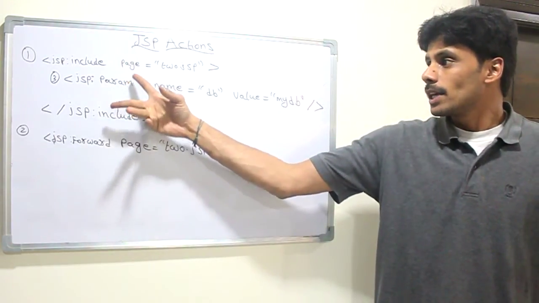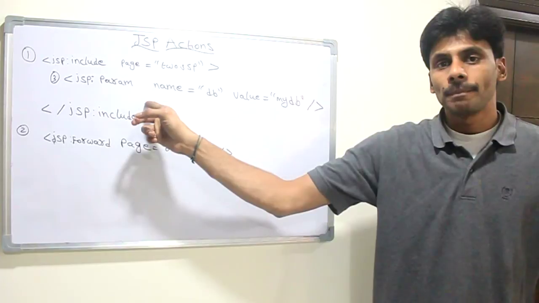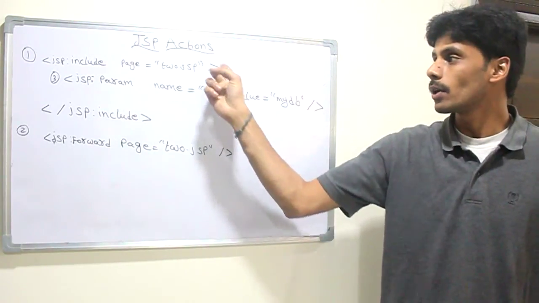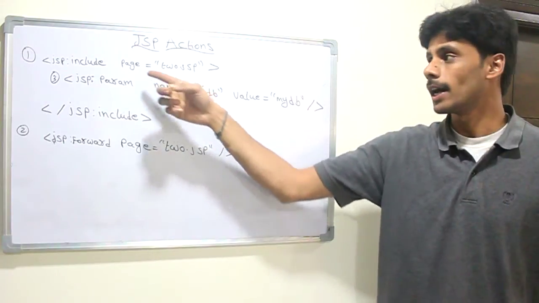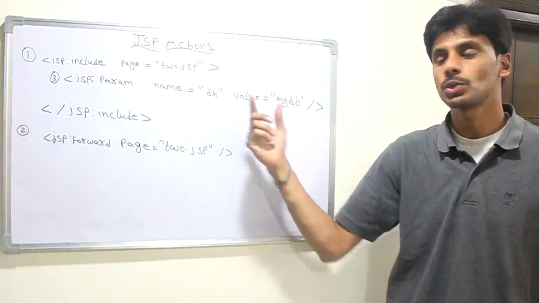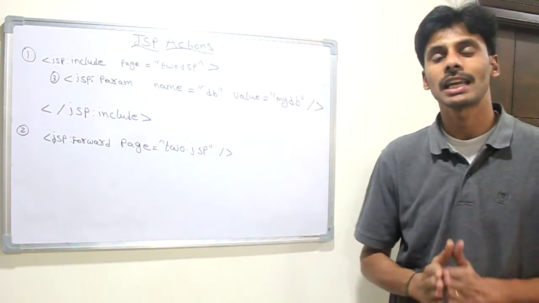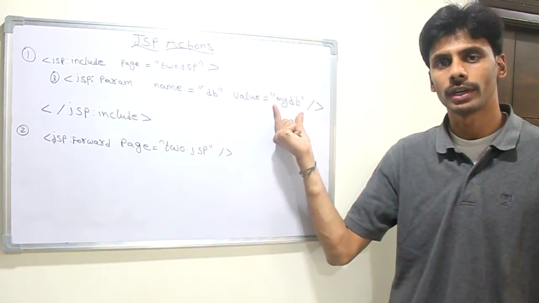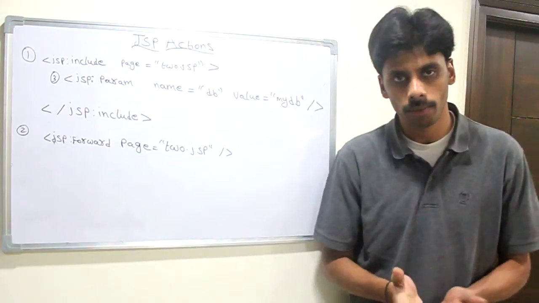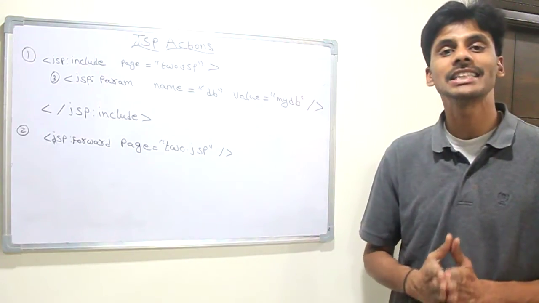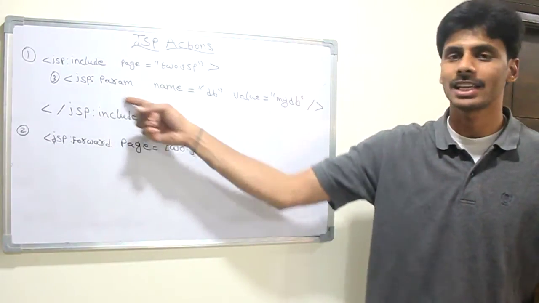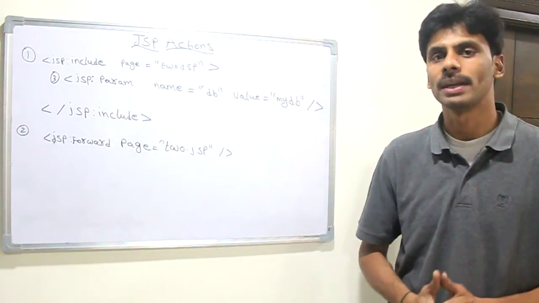Along with the JSP include, you can also use JSP param to pass a name and value to the servlet or a JSP you are including. In the other JSP page, you can retrieve this parameter using request.getParameter, pass the name, you get the value of it. So along with the user data that is coming from the browser, if you want to pass any additional information to the page that you are including, you can do that using JSP param action element.